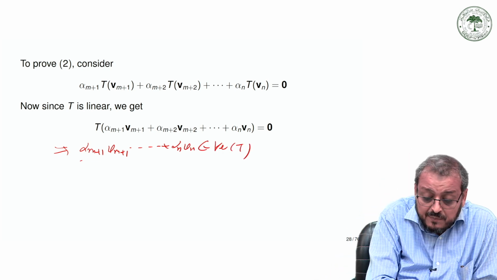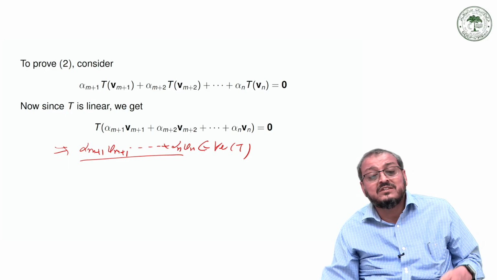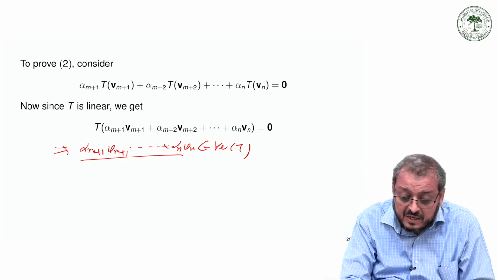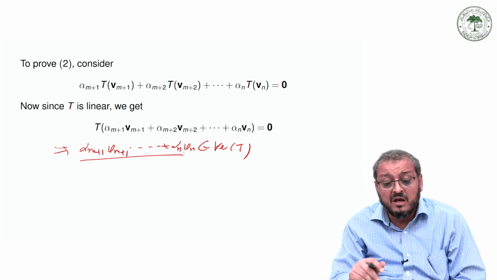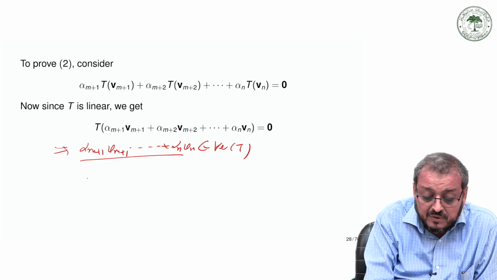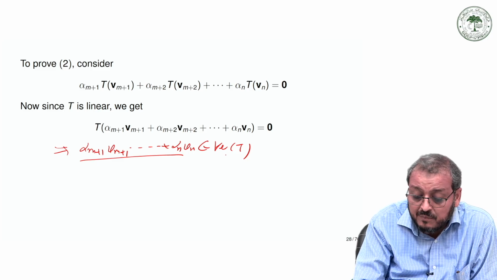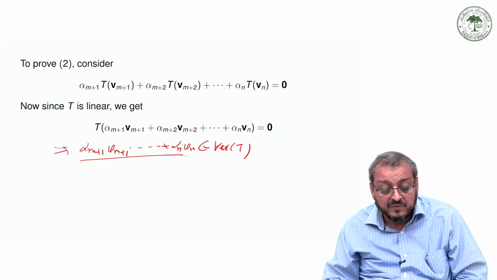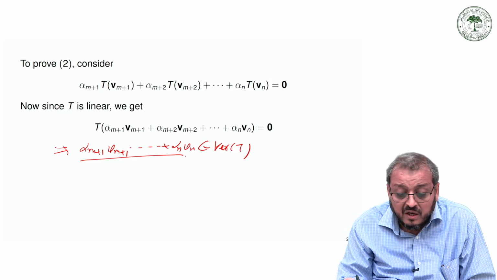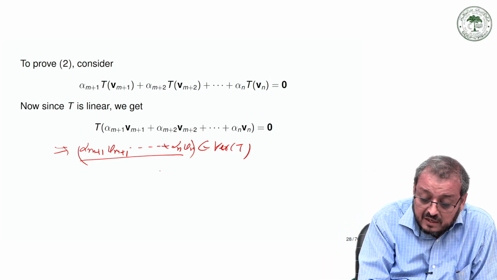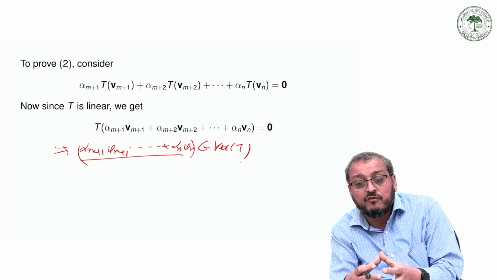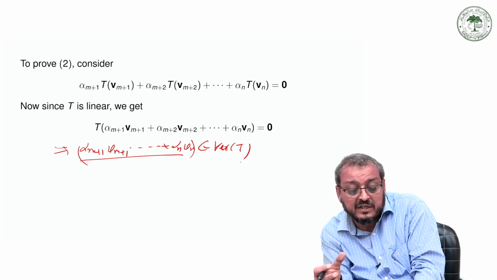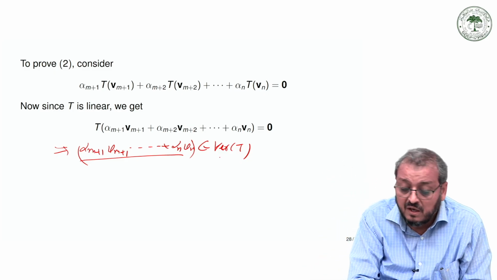If this is an element of the kernel of T, then it has a unique representation, meaning any element in the kernel is a unique linear combination of these vectors. So this vector belongs to the kernel of T, which means this vector can be written as a linear combination of the elements of the kernel of T.